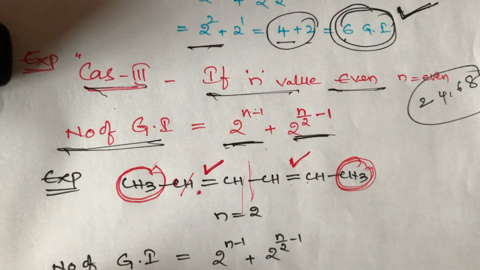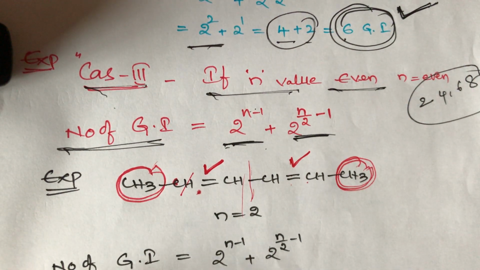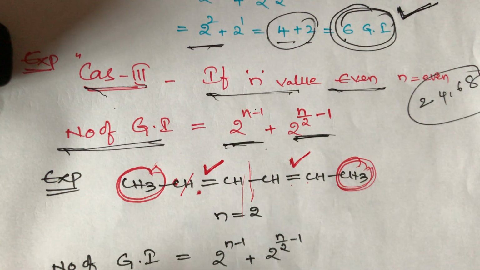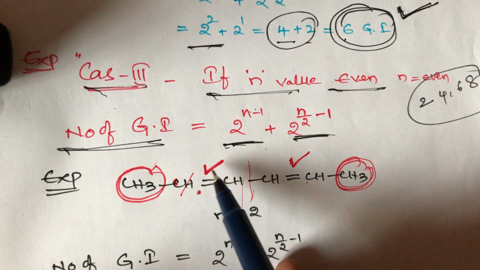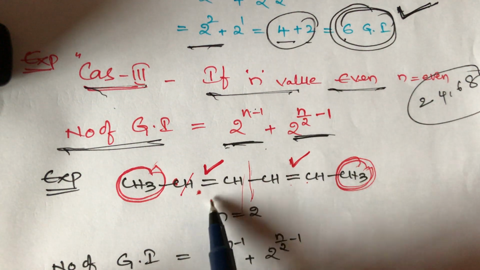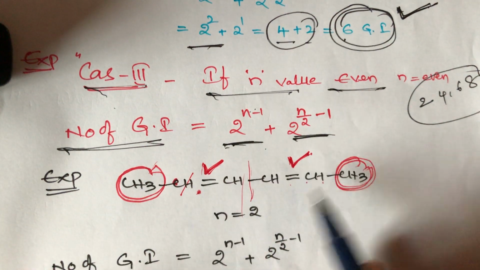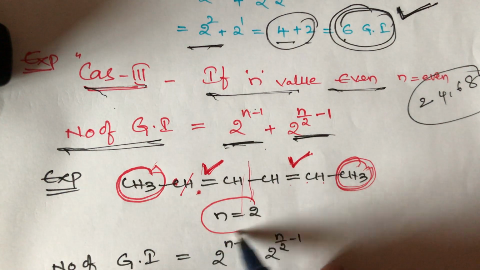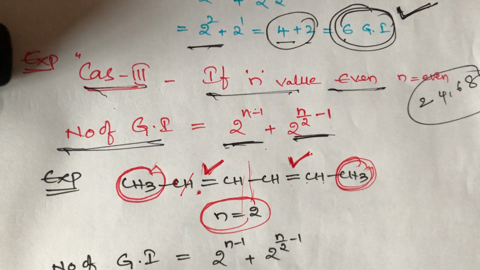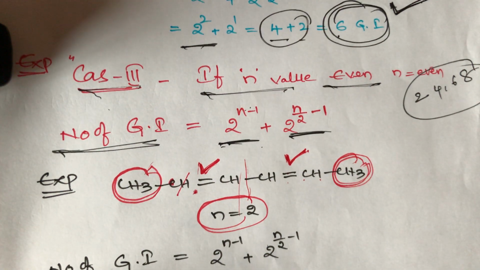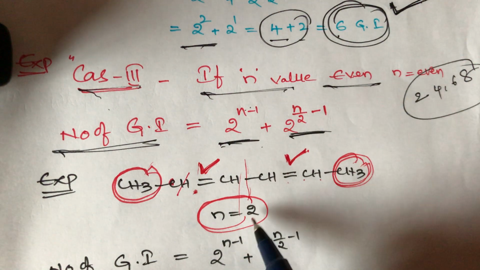So what is the n value? N is not the number of double bonds. N is the number of sites where geometrical isomerism is possible. So here the number of sites means the number of double bonded carbons that will show geometrical isomerism. Here two double bonded carbons will show geometrical isomerism, so that's why the n value is 2. One more thing: all double bonded carbons will not show geometrical isomerism. This is a very important simple trick. So this is n value 2, which is an even number.